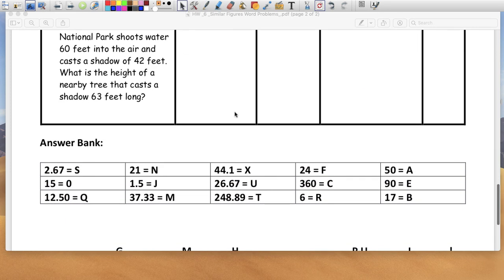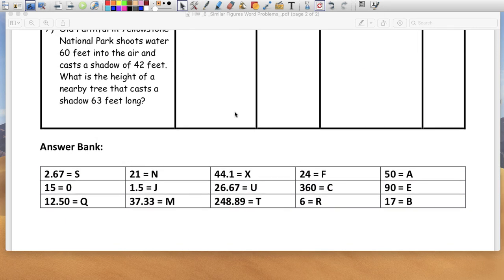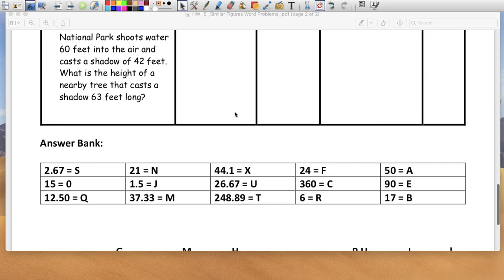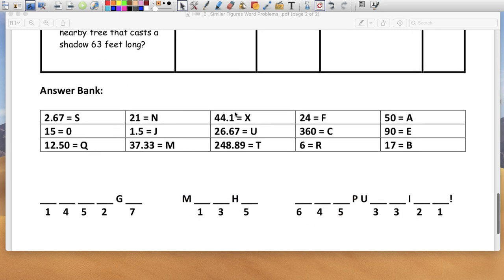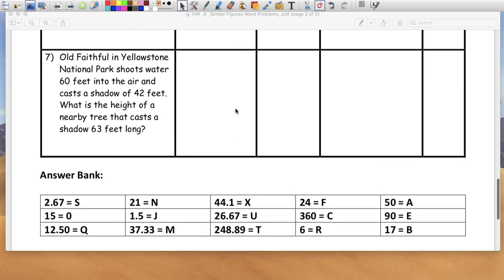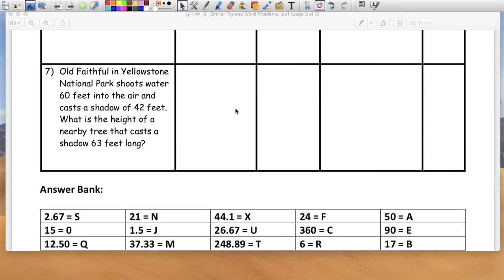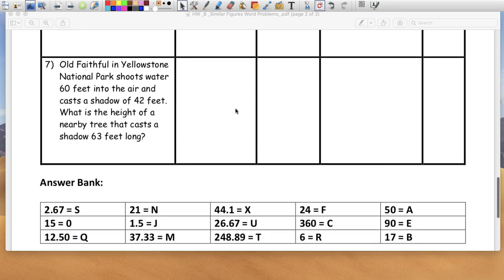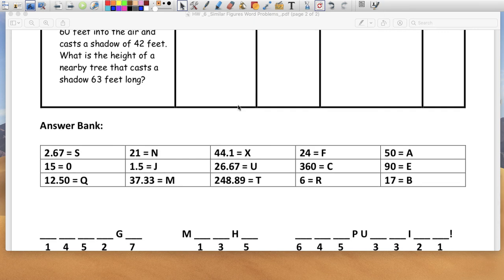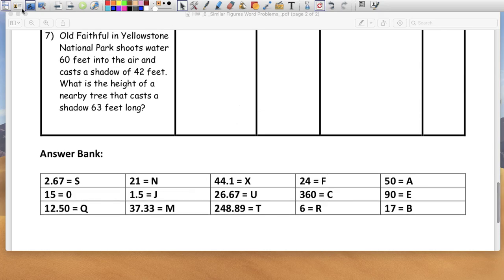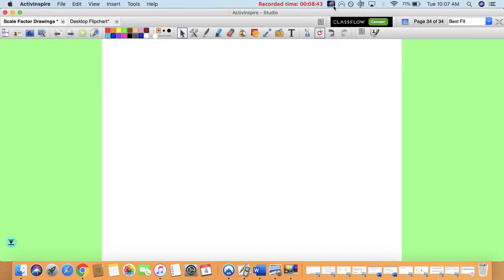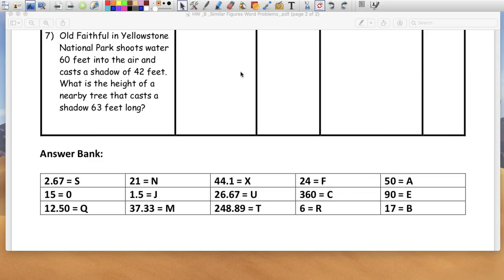Number 7. Oh, and you have the answers. I forgot. You have the answers over here, in which you have to put a letter. Oh, well, you'll figure it out. Although I don't remember all these decimals. Let me just pause this for a second. And then on this one, it's the last one.